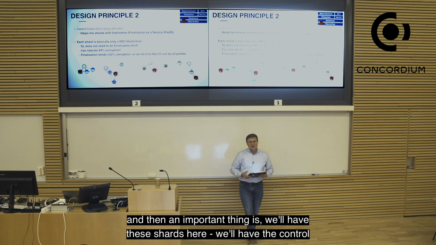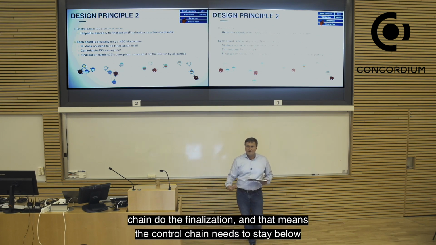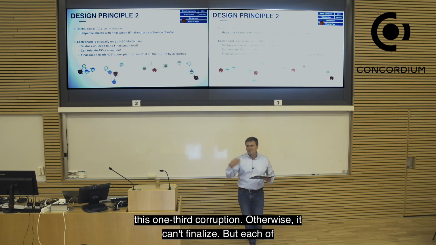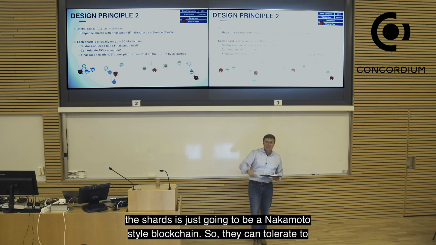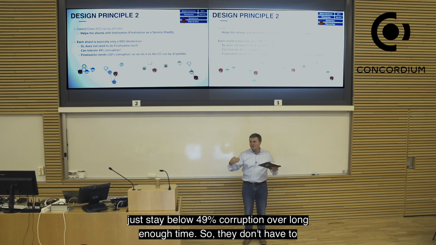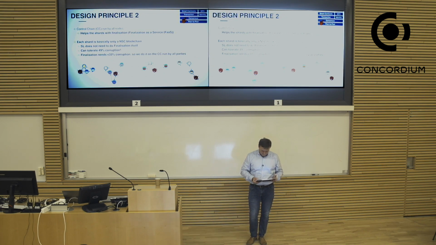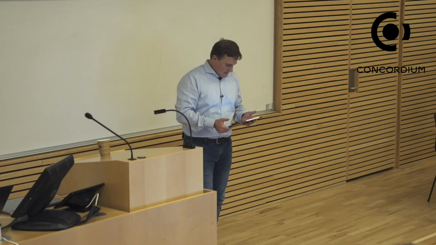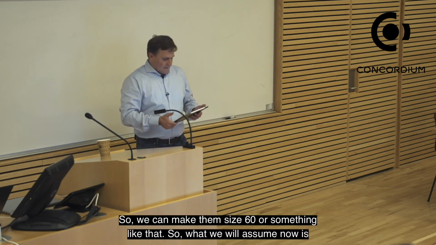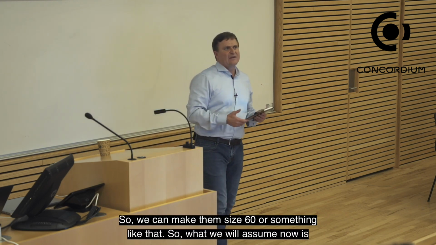And then an important thing is we have these shards here. We have the control chain do the finalization. And that means the control chain needs to stay below this 1/3 corruption, otherwise it can't finalize. But the shards not. Each of the shards is just going to be a Nakamoto-style blockchain. So they can tolerate to just stay below 49% corruption over long enough time. Right? So they don't have to actually be that secure. And therefore, we can make them smaller. So we can make them size 60 or something like that.